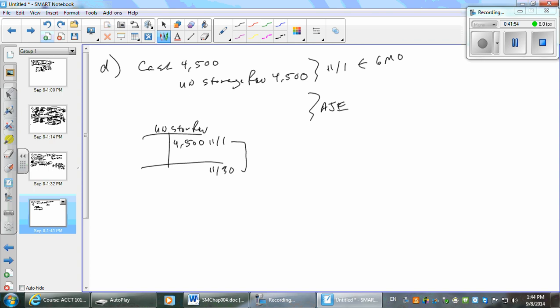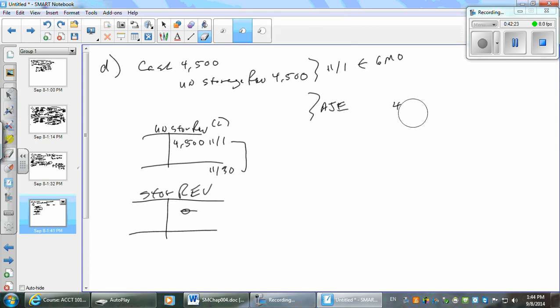What's it going to be, by the way, once I've earned it? What account am I going to put it in? It won't be unearned storage revenue, that liability, anymore. What'll it be, guys? Storage revenue. Earned revenue, huh? You guys agree with that? So right now I've got none of it in storage revenue. I've got all of it in unearned storage revenue, and where would I rather be? How much have I earned of that? 4,500 divided by what, guys? 6 months. You got it. I've earned 1/6 of it. What's that number?